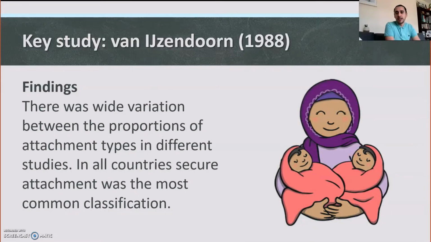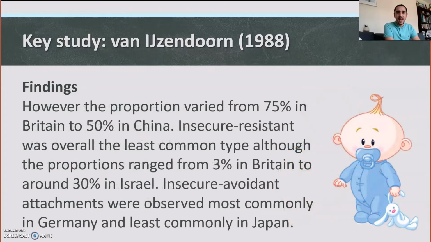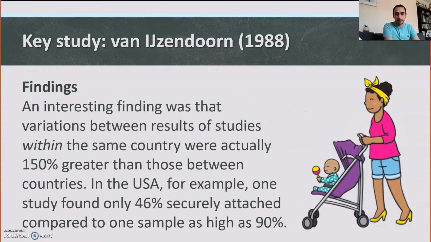So, here are the findings. There was wide variation between the proportions of attachment type in different studies. In all countries, secure attachment was the most common classification. Yes, that's what we could see from the graph. However, the proportions varied from 75% in Britain to 50% in China. Insecure resistant was overall the least common type, although the proportions ranged from 3% in Britain to 30% in Israel. Insecure avoidant attachment was observed most commonly in Germany and least commonly in Japan.